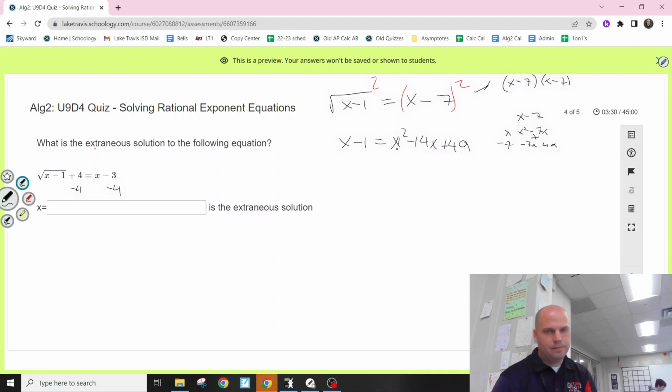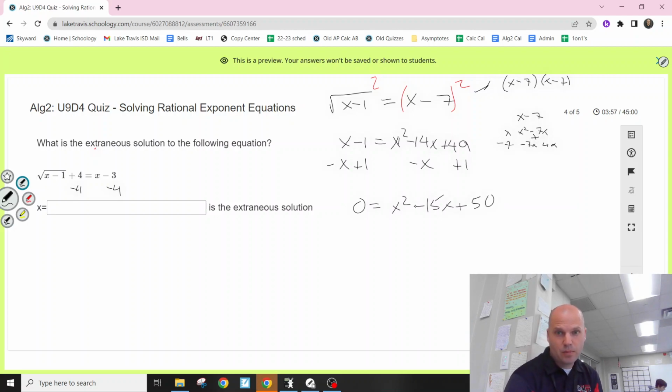What do I do now? Well, this is a quadratic. We practice this in class, where we need to set things equal to 0. Leave your x squared as positive on the right side. Get rid of the x and the minus 1 by subtracting x and adding 1. You can only subtract x from this x. You can only add 1 to that, giving me x squared minus 15x plus 50.